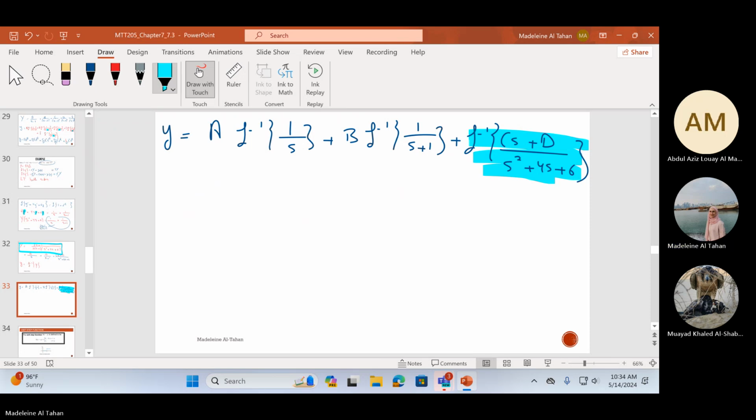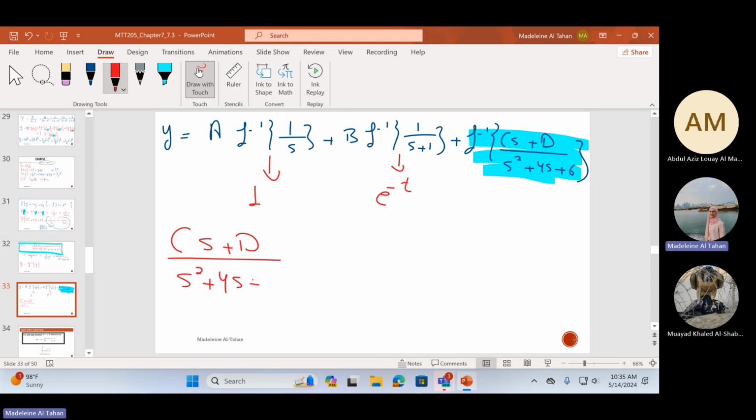Okay, miss? Now, the first one, what's the Laplace of it? 1 multiplied by A. And this one, e to the power negative t. What do we need only? Cs plus D over s squared plus 4s plus 6. This one, we still have a problem with the denominator, but already we solved something like it, right?